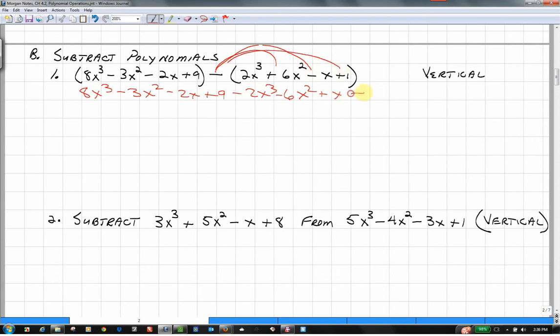and the minus distributes over to the 1, minus 1. Combining like terms, I have an 8x cubed and a minus 2x cubed, which would be 6x cubed. Now for the x squareds, I have a minus 3x squared and a minus 6x squared. I have a minus 2x plus x, plus 9 minus 1.